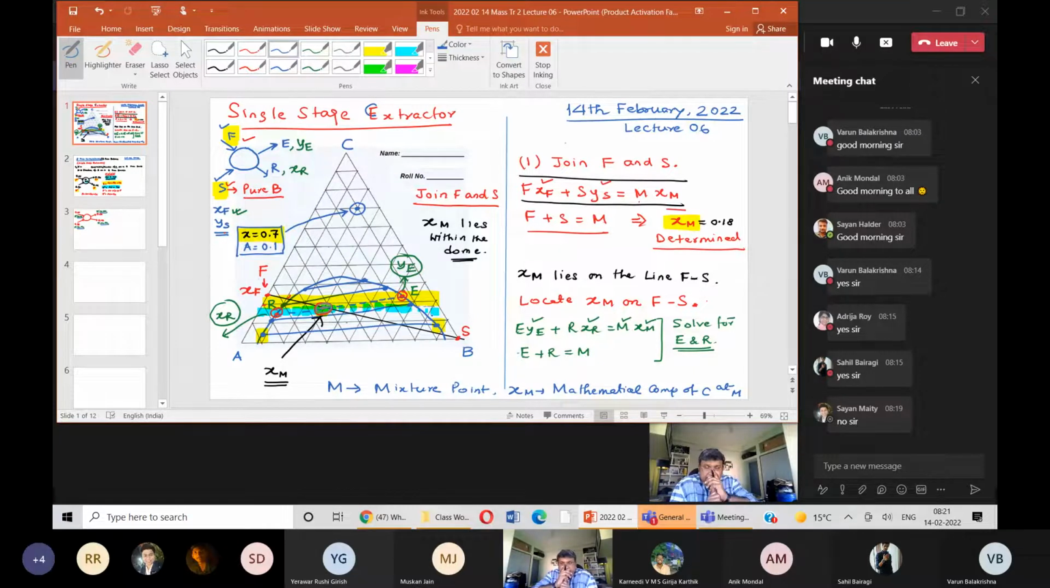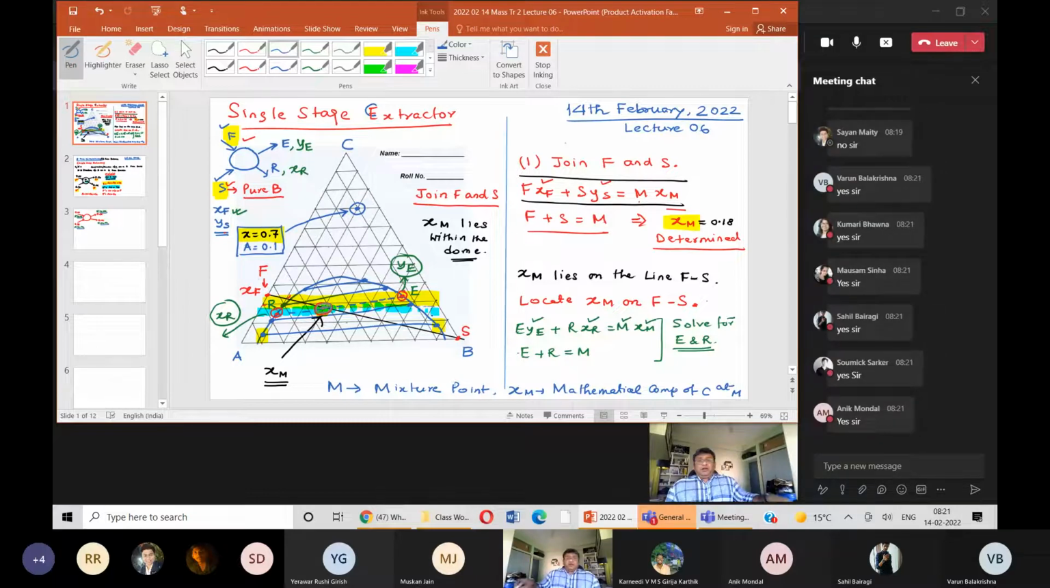Is it clear? Any point, if you want to locate on a triangular plot, out of A, B, and C, you need to know at least two compositions. Is it clear? Clear to everyone? Onik, is it clear to you? Sahil, is it clear to you? Is it clear to everyone?